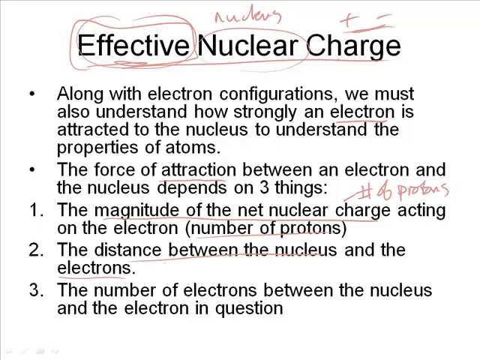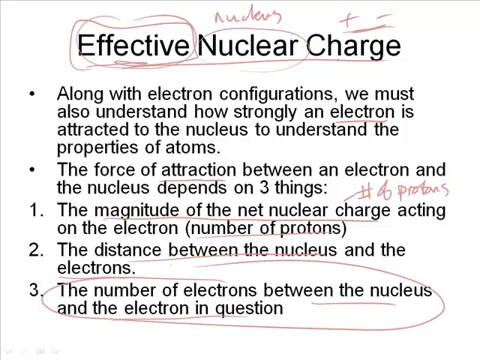And then number three, the number of electrons between the nucleus and the electron in question. This is the one that we're going to talk mostly about, is when you have, for example, the nucleus here, and then you have some electrons out here, and then you have an electron out here, and you want to know how strongly that one is attracted to the nucleus. These electrons here are blocking part of that attractive force. And so the number of electrons between the nucleus and the electron in question are what we're going to be referring to.